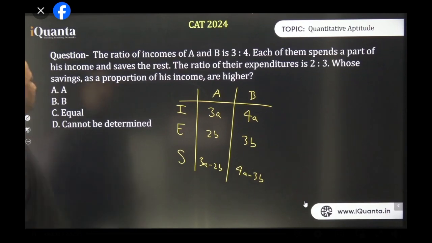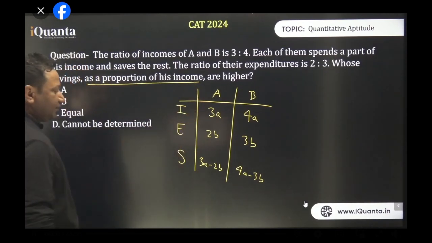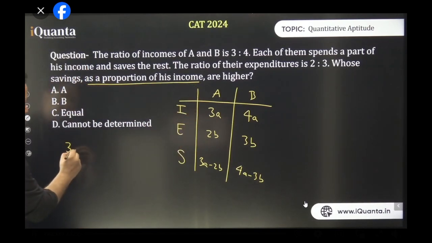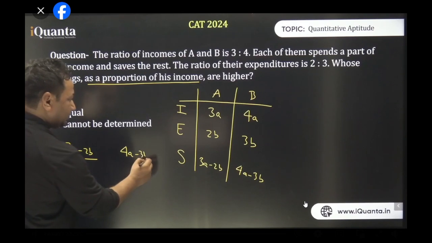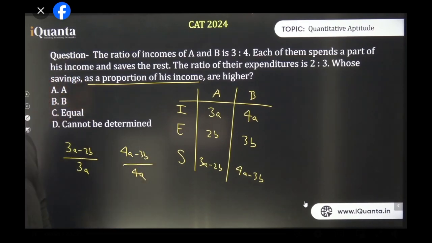Okay, the question says whose savings as a proportion of his income are higher? Basically, 3A minus 2B upon 3A, this is higher, or 4A minus 3B upon 4A is higher. What is higher? That is what we have to calculate over here, isn't it?